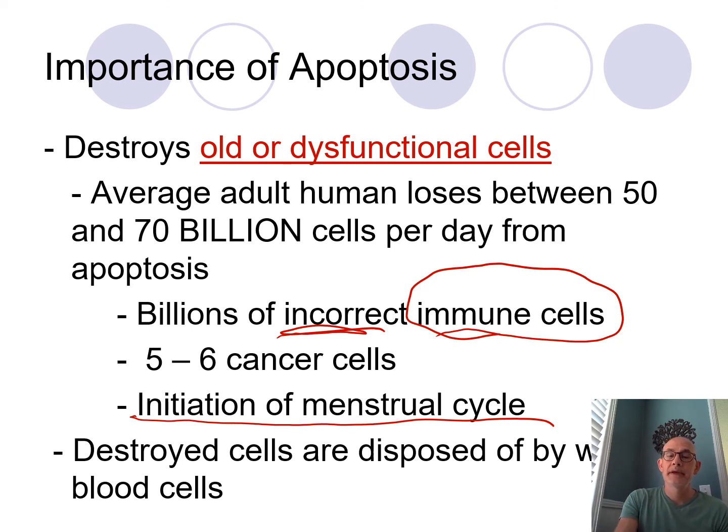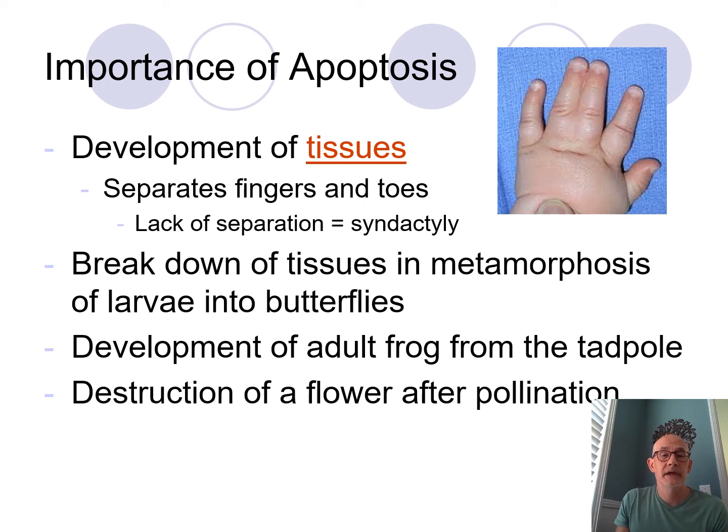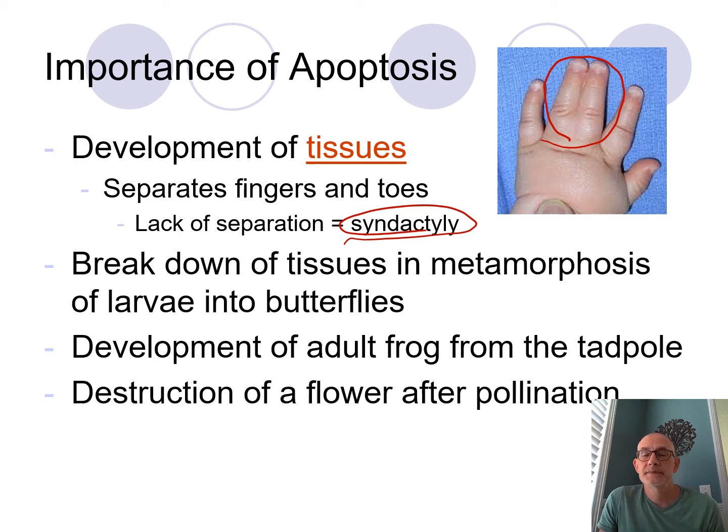Also, cells that are wearing out, cells that have been damaged by radiation or chemicals, are all going to hopefully undergo apoptosis. This is also important for the developing of tissue. So you can see here's a little baby that's just been born, and you can see that these digits did not separate properly. When you are developing, your hand is basically like a flipper. But apoptosis helps separate those digits. If that does not happen, that is called syndactyly, where they are fused. And so that helps us develop properly.